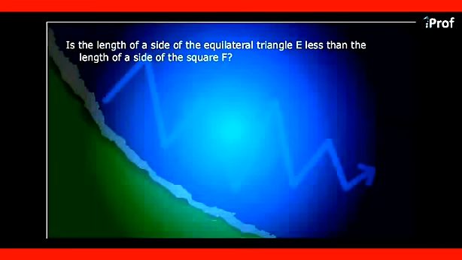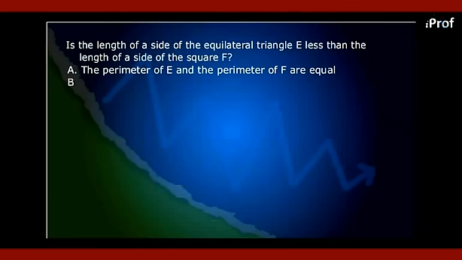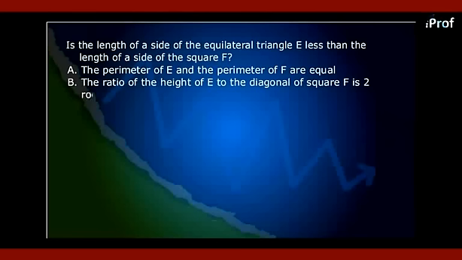Okay, this one says, is the length of a side of the equilateral triangle E less than the length of a side of the square F? A says, the perimeter of E and the perimeter of F are equal. And B says, the ratio of the height of E to the diagonal of square F is 2 root 3 is to 3 root 2.